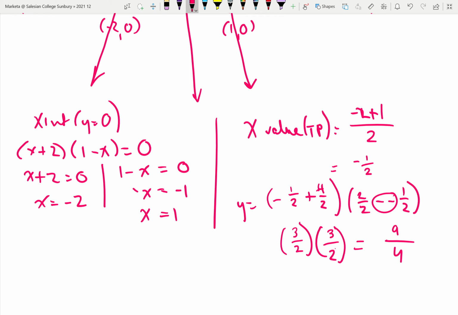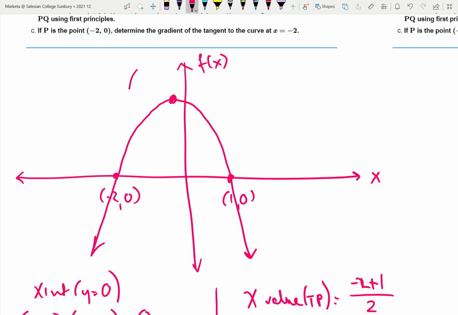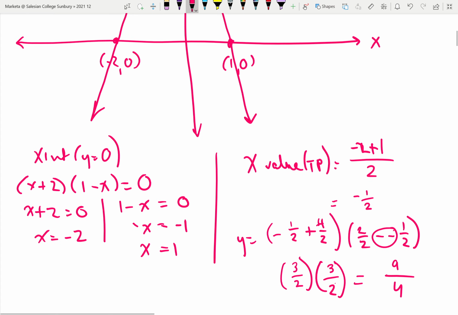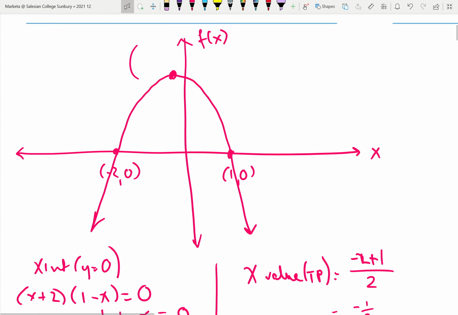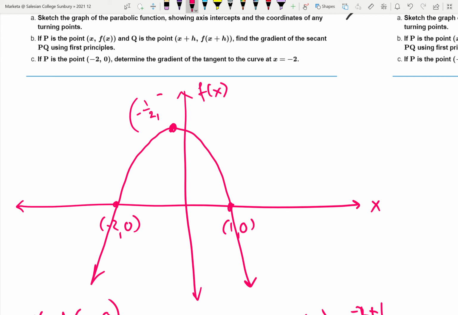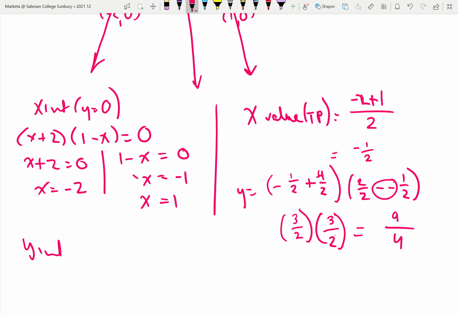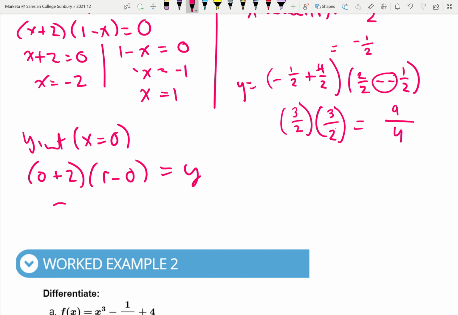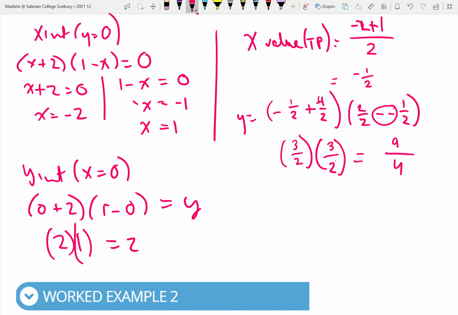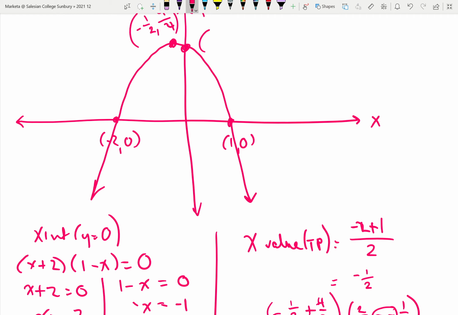Of course, we multiply top and bottom, and I guess you could break that down into 2 1/4, but I'm not going to do that. Improper fractions are just fine, but of course you simplify. So -1/2 and 9 on 4. So there's our turning point, and then it's just the y-intercept. So x equals 0, so 0 plus 2 and 1 minus 0 equals y, and that's going to be 2 times 1 equals 2. So our y-intercept is at 0, 2.